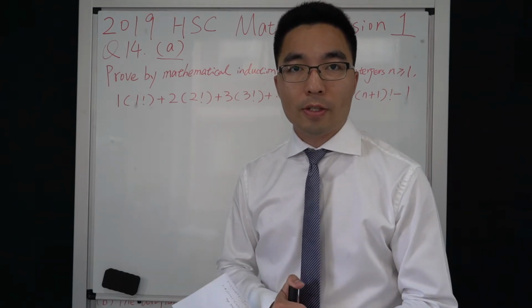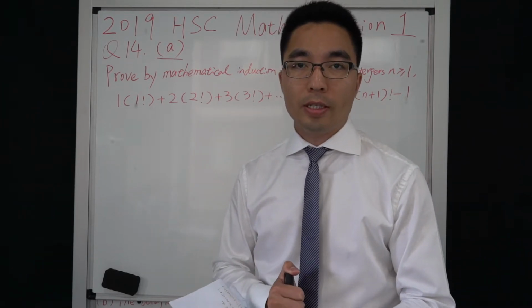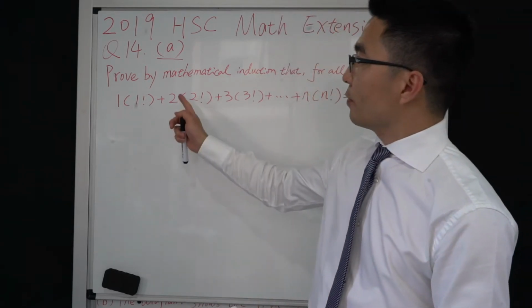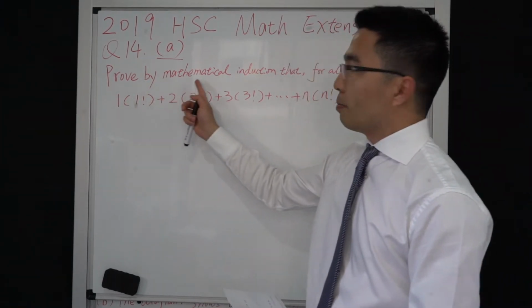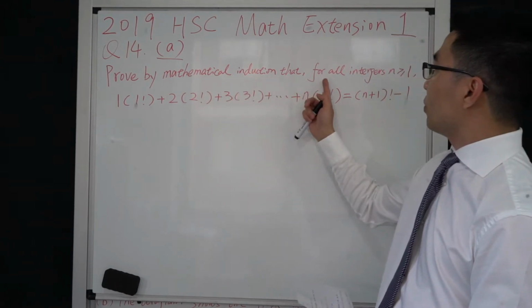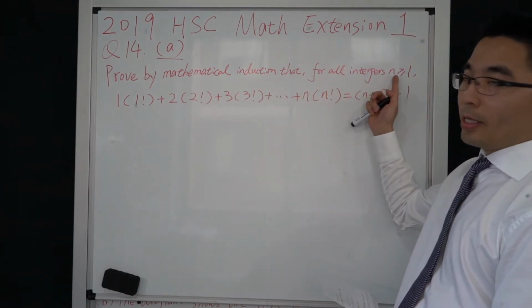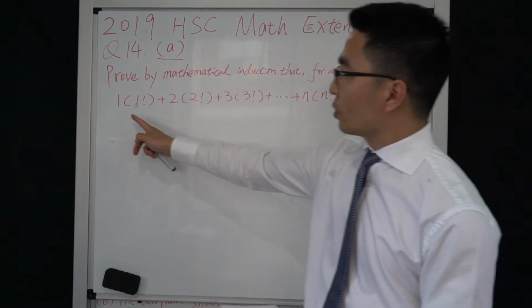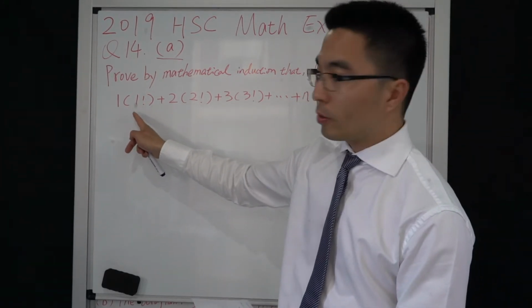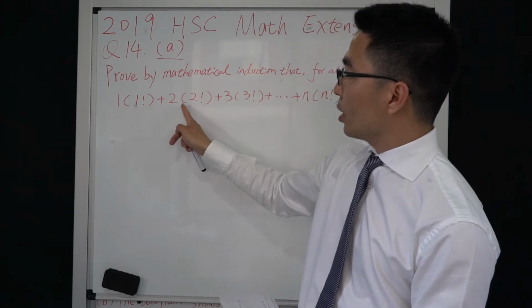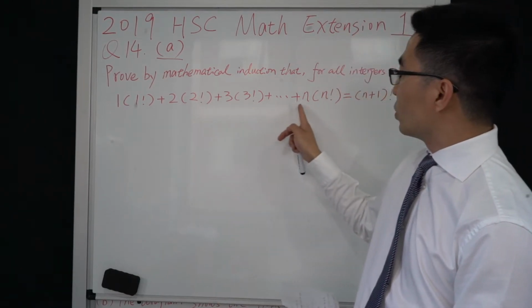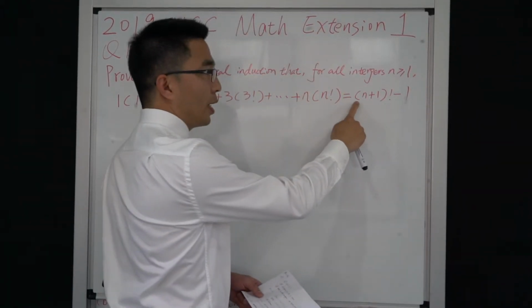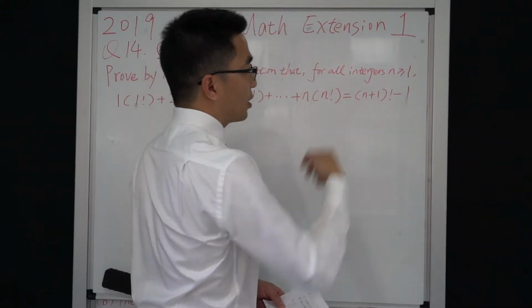This video will cover the last question in the 2019 HSC Mathematics Extension 1, question 14. So here's the first question. Prove by mathematical induction, for all integers n greater than or equal to 1, the statement: 1 times 1 factorial plus 2 times 2 factorial, up to n times n factorial, equals (n plus 1) factorial minus 1.